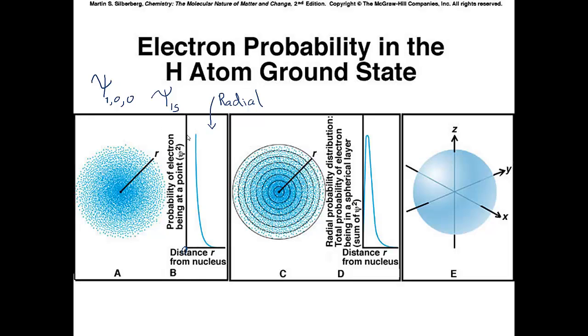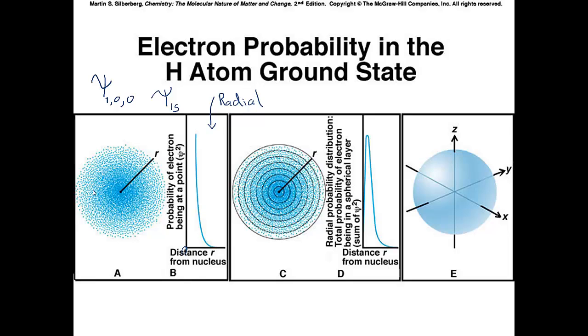And you see that the probability is highest right on top of the nucleus. And then it goes down as we get further and further away from the nucleus. So that kind of makes sense, right? The electron is probably going to want to stay close to the nucleus because plus likes minus. And this shows us that the probability of being far away from the nucleus gets progressively smaller and smaller.